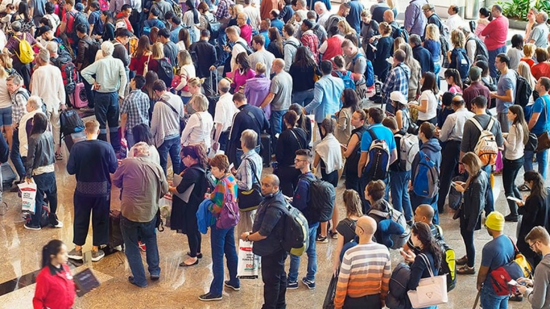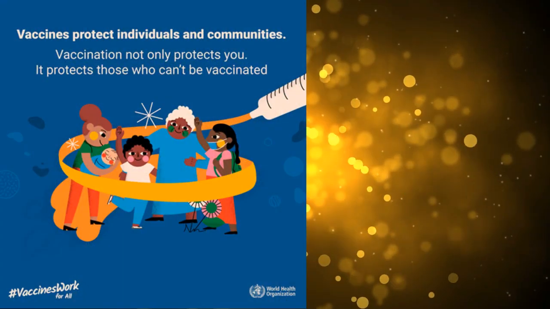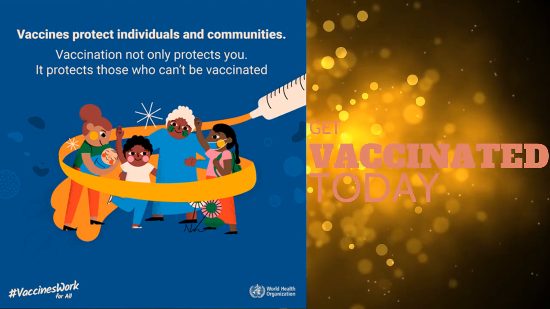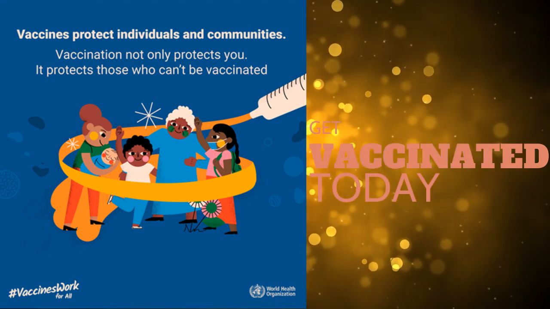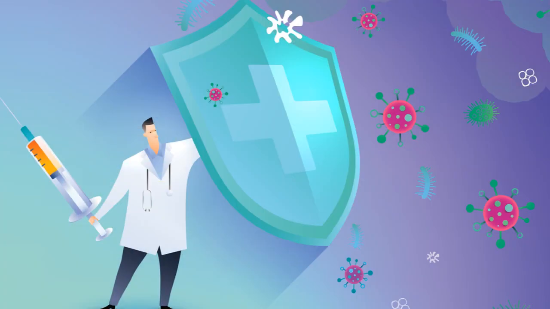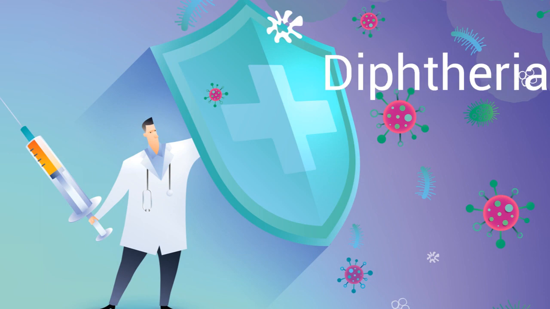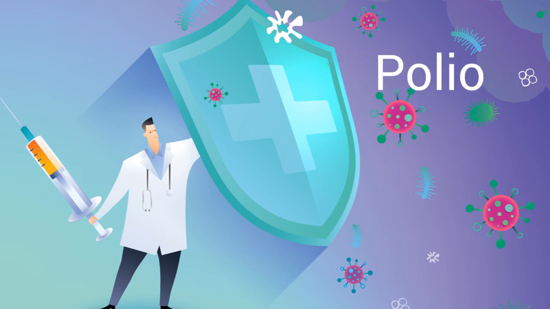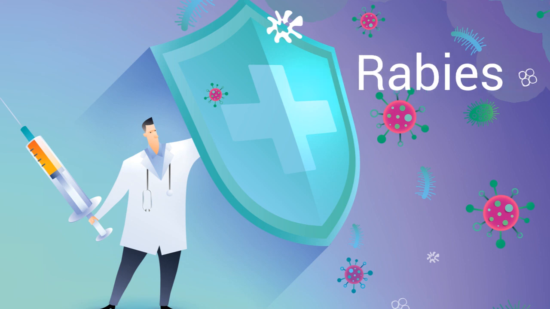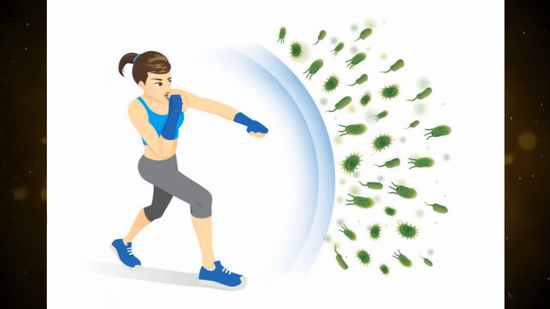We can manipulate the host susceptibility by using mass vaccination to safeguard everyone from infections. Use of vaccines for tetanus, diphtheria, pertussis, polio, smallpox, hepatitis B, and rabies are some of the excellent examples of how we have overcome these killer pathogens.